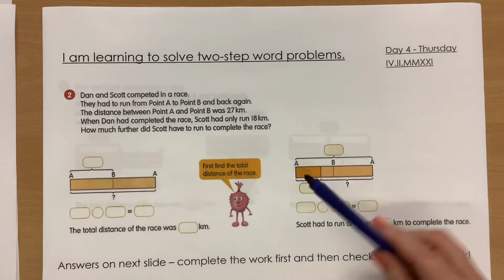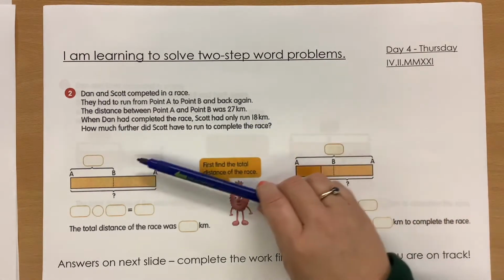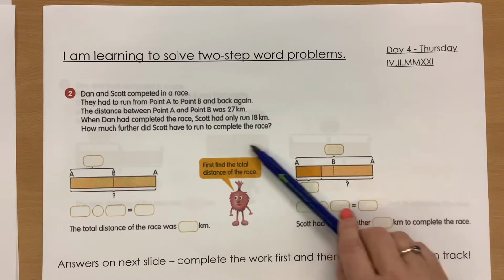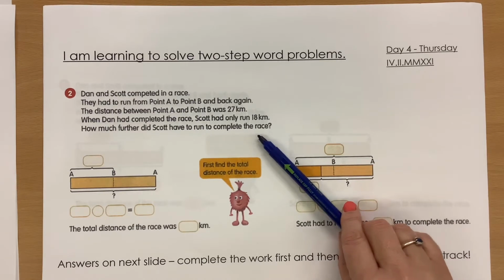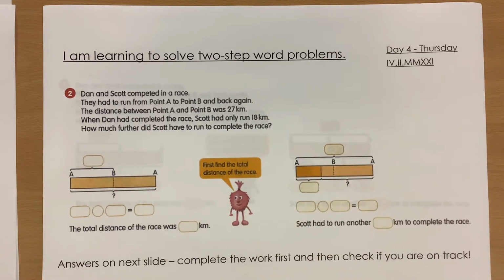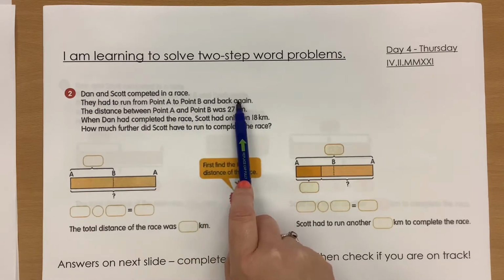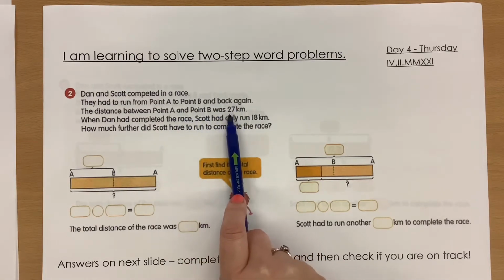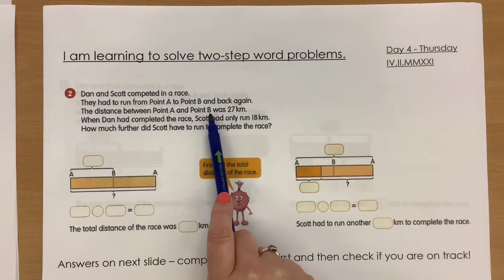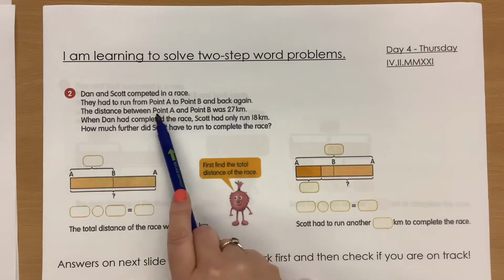So, we need to really read through this question again and think about what we need to work out first, okay? We need to work out how much further Scott had to run to complete the race. But we don't even know the distance of the race yet. So we need to go back to the start and begin by working out the distance of the race. They had to run from point A to point B and back again. The distance between point A and point B is 27 kilometres. So whether they're running from point A to point B or from point B back to point A, the distance is going to be 27 kilometres either way.